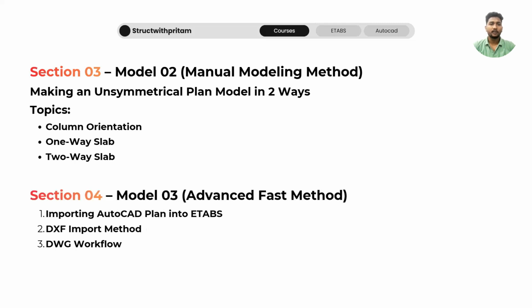And then after we will start with section 4, where we will be seeing model 3, in the form of the advanced fast method. There are basically two methods I have taken, that is the manual modeling method in section 3, and in section 4, in model 3, I have taken the advanced fast method for doing work in ETABS. So first, in it also we will be completing all the 18 steps, but the extra part we will be adding here is importing the AutoCAD plan into ETABS.